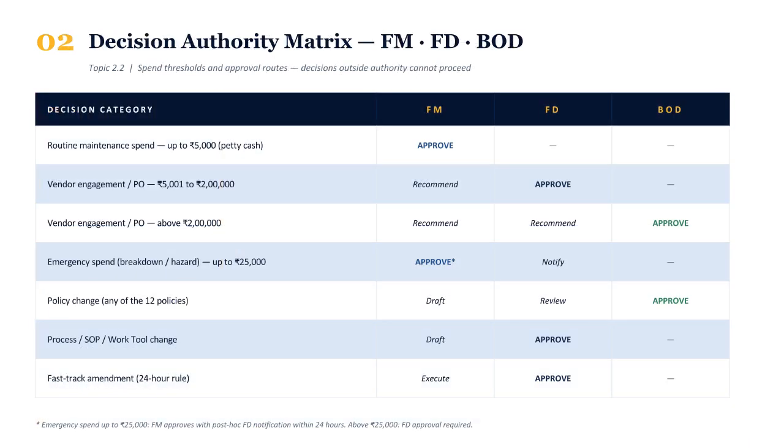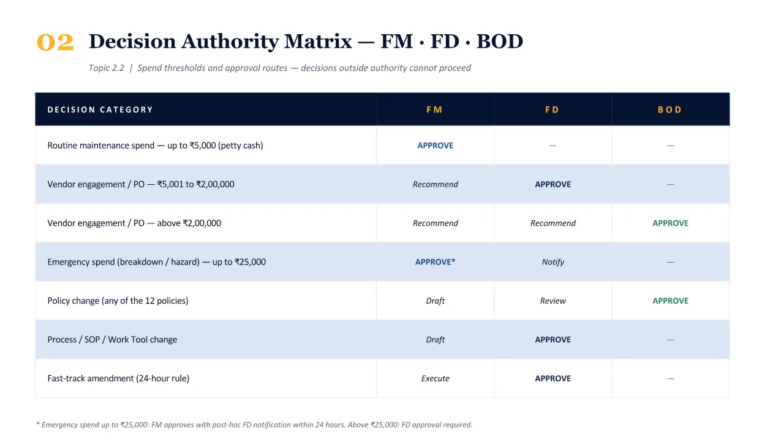Now let's look at one of the most important tables in the entire governance framework, the Decision Authority Matrix. This matrix defines who can approve what, and a decision outside the approved authority level must not proceed until the required approval is obtained. Routine maintenance spend up to 5,000 rupees, that's petty cash, the FM approves directly.